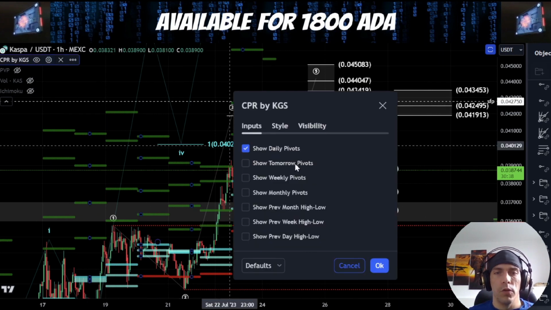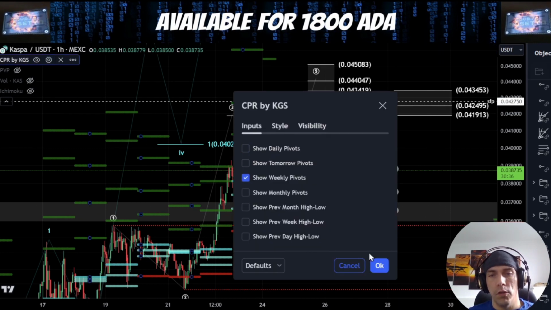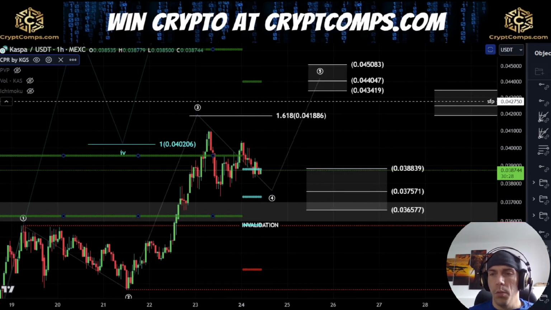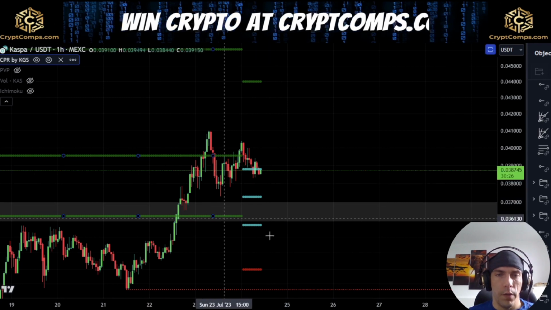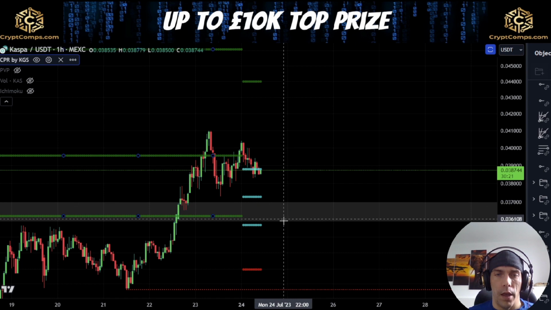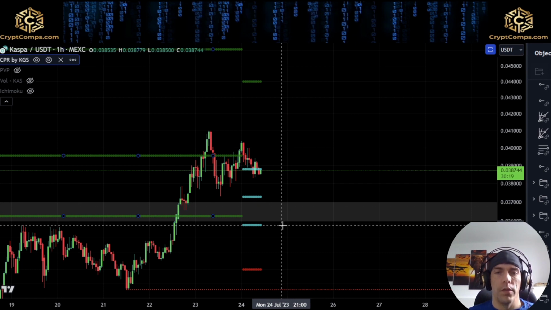Now, we also do have some weekly CPR lines which have just been printed this week. So what we are going to do is flip those on now. And what we can see here is that we do have these central lines sitting here. So these are sitting between this 3878 and this level here of this 3579.